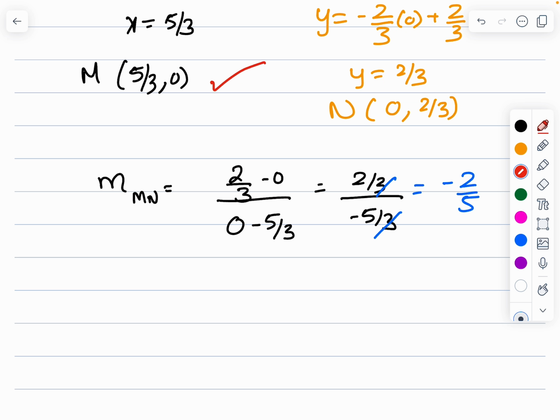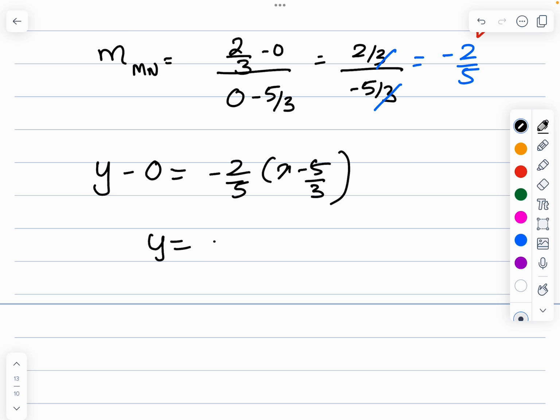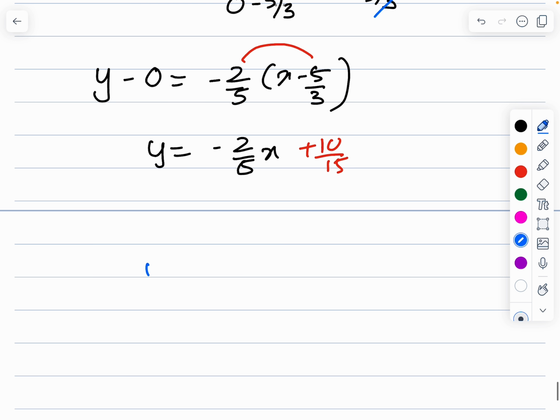Now you can take any one point, the first point or the second point. So I'm going to take M. So what does that become? y minus y1 equals m times x minus x1. So y equals negative 2/5x, then multiplying these two, plus 10/15. When I simplify, you will get the answer as plus 2/3.